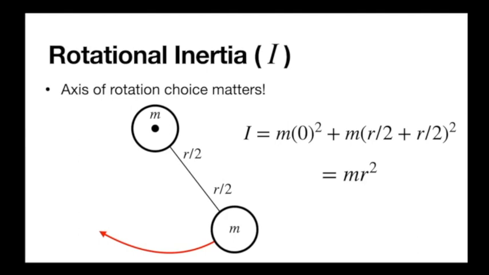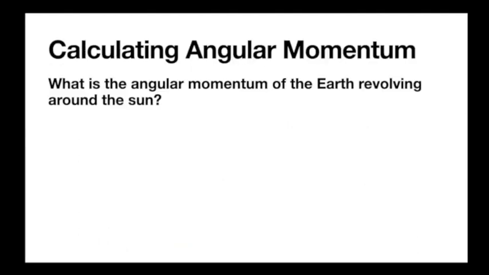Okay, so now let's do an example kind of putting this all together. I'll ask, and we're going to do this together, what is the angular momentum of the Earth revolving around the sun? So now it's important to note we're not talking about the Earth spinning on its own axis, right, which it also does.